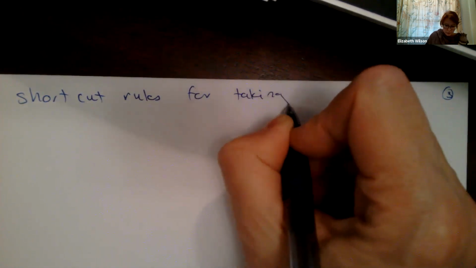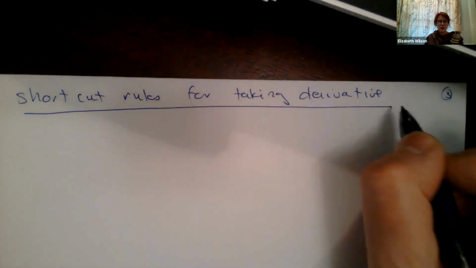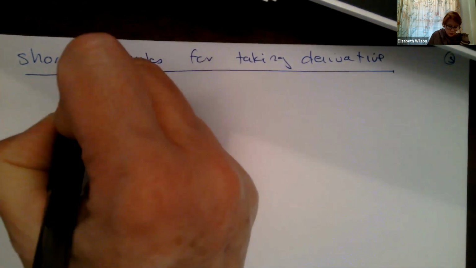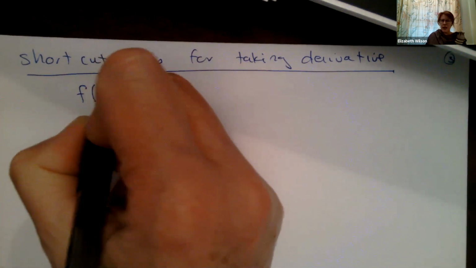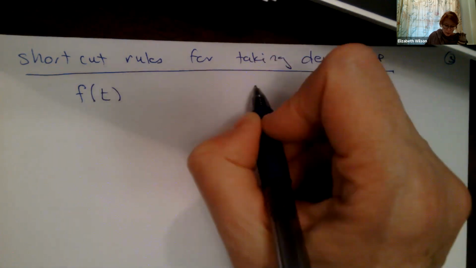All right, so let's talk about our shortcut rules for taking the derivative, so I don't have to go through that whole limit each time, right? So I can make up a table of what my function is, and I'll call it f of t. It could be f of x, could be f of whatever variable we're looking for. And then I'm going to talk about what its derivative is.